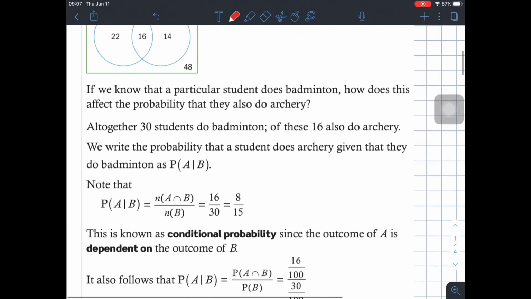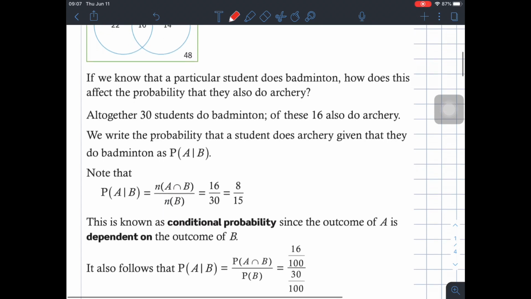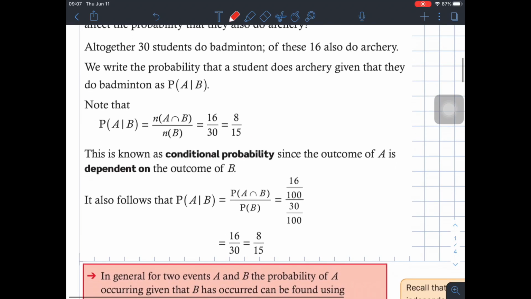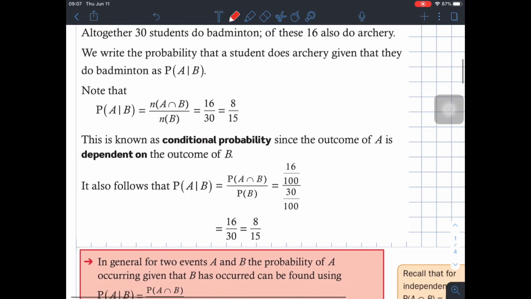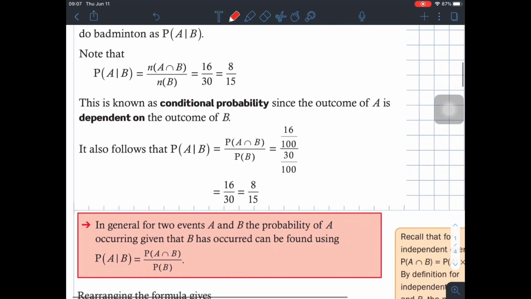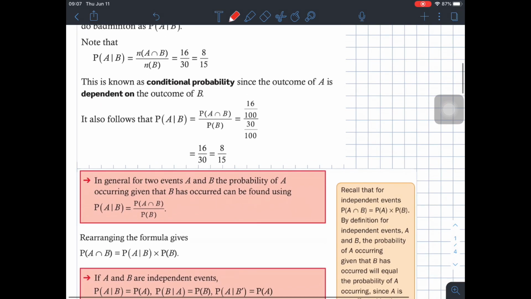So here it says the probability of A given that B is equal to the number in the intersection, which is 16, divided by our new universe, which is the whole badminton, which is 30, right? So this is the probability. This is known as conditional probability since the outcome of A is dependent on the outcome of B. Okay, so here it explains with numbers, but it's the same thing.